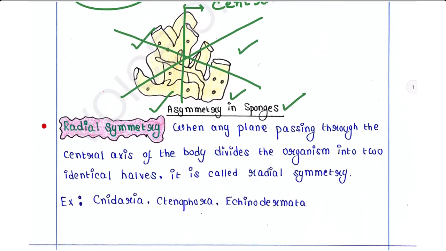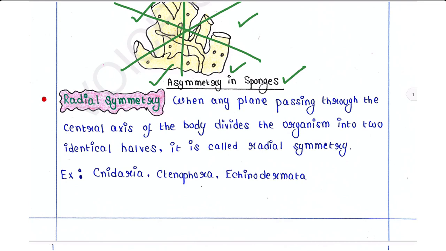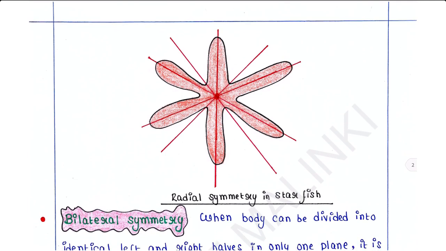Next type is radial symmetry. When any plane passing through the central axis of the body divides the organism into two identical halves, it is called radial symmetry. You will get this type of symmetry in the members of Cnidaria, Ctenophora and Echinodermata. So here you can see the picture, that is radial symmetry in starfish.